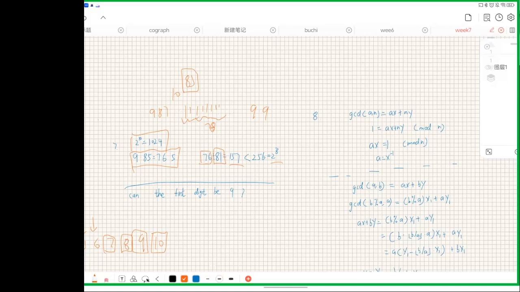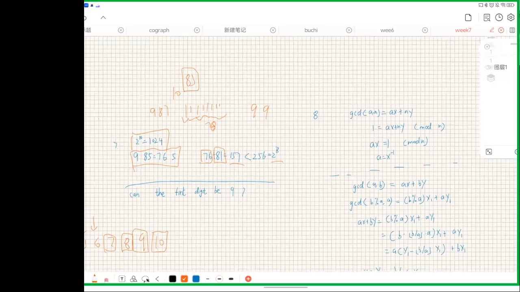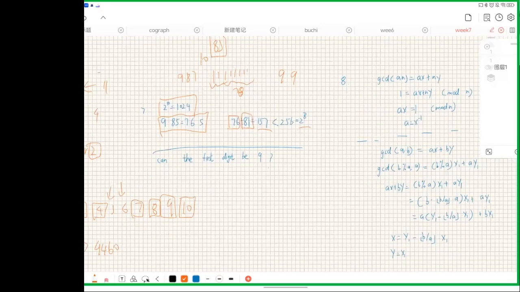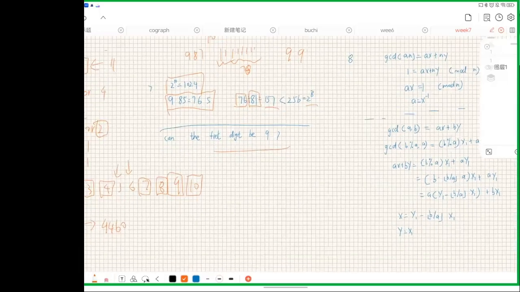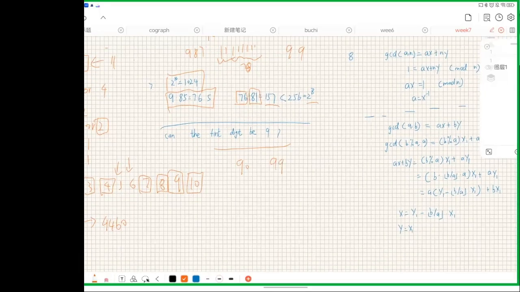Okay, interesting. Then let's consider, if we want to go on, can the first digit be 9? Let's ask this question. Suppose the first digit is 9. What can the product be? We have 99, we have 108. What else do we have? We have 126 and 135.